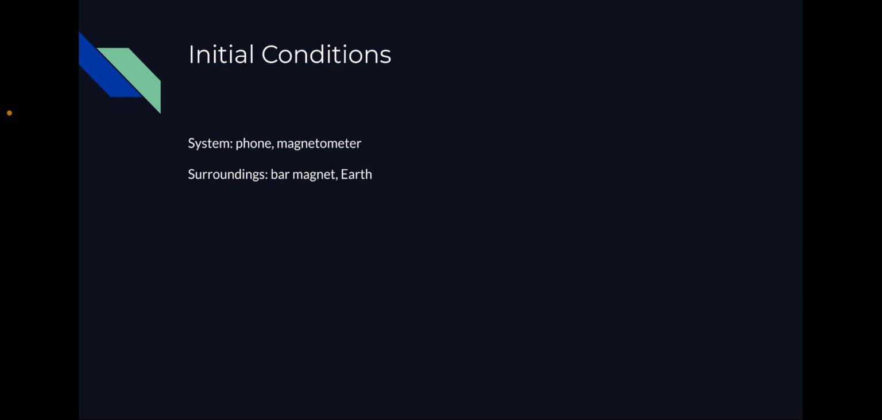So our initial conditions: the system was the phone and the magnetometer, and then the surroundings were the bar magnet and the earth.